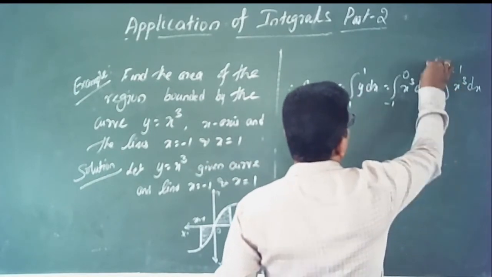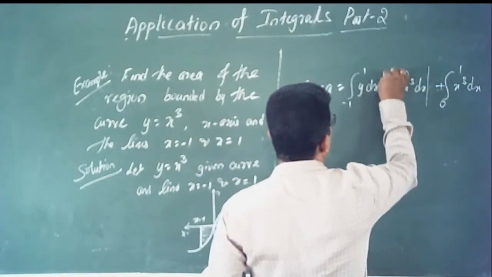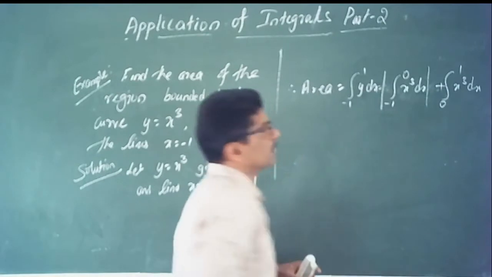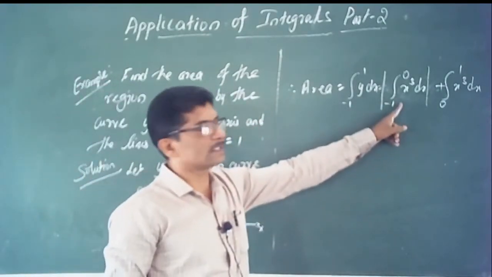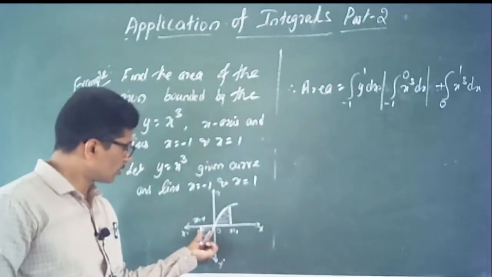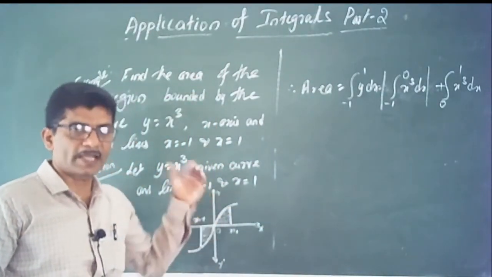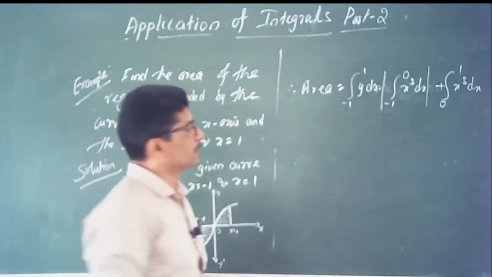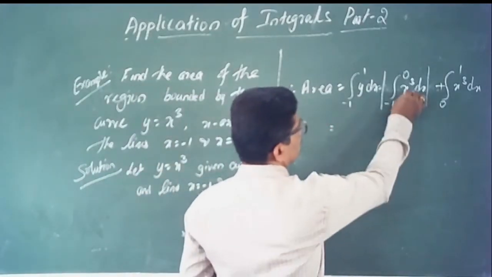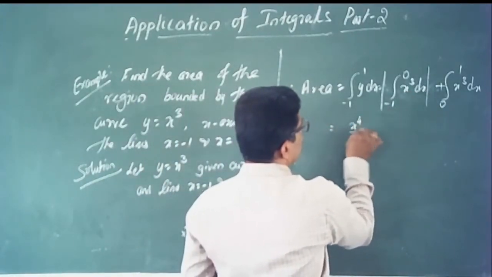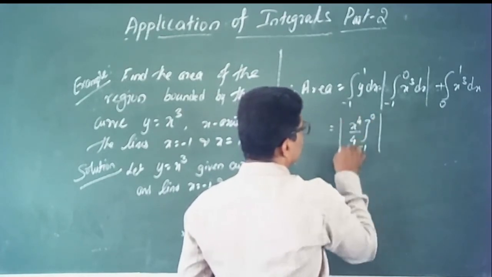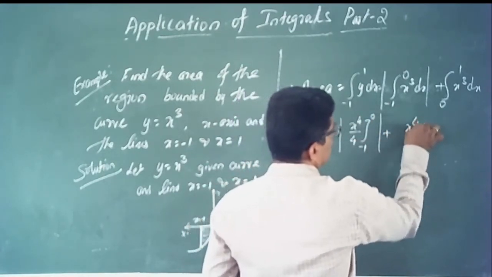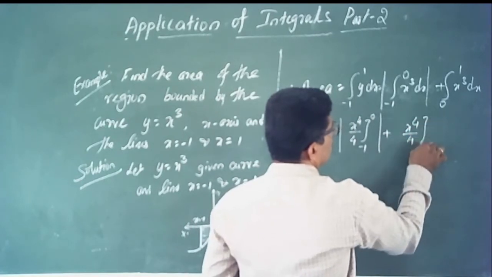But remember this portion is below the x-axis, therefore taking modulus sign. ನಾವು ಇಲ್ಲಿ mod sign ಅನ್ನ ತಗೋಬೇಕು. ಯಾಕೆ, this portion of the curve is below the x-axis. x-axis ಇಂದ ಕೆಳಗಡೆ ಇರುತ್ತೆ. ಈಗ ಇಂಟಿಗ್ರೇಟ್ ಮಾಡ್ತೀವಿ. What is integration of x cube? x raised to 4 divided by 4, -1 to 0. There you know that modulus sign. This one is also x raised to 4 by 4, 0 to 1.